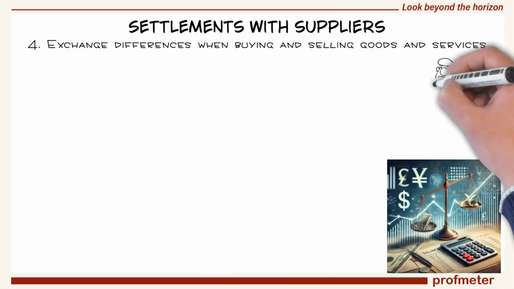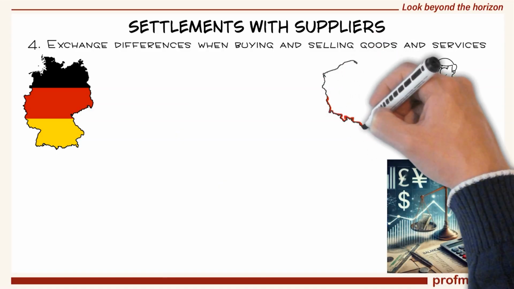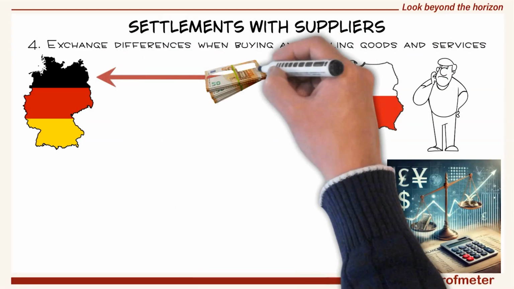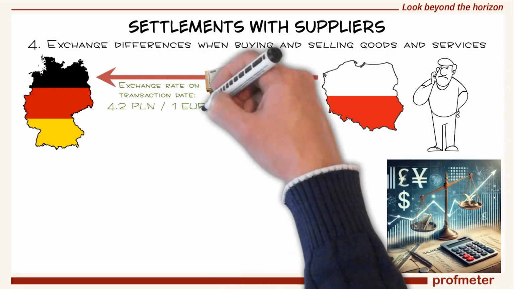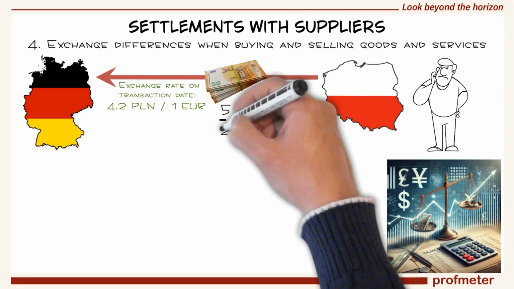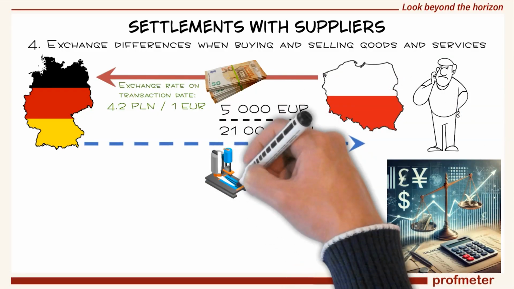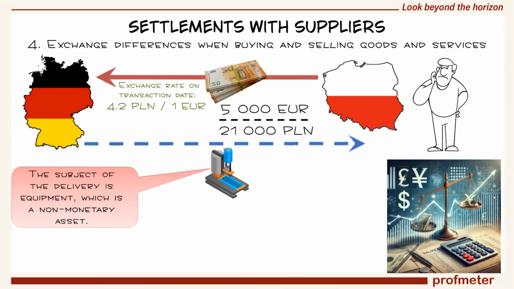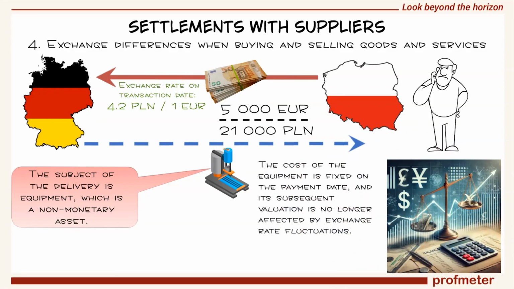Example: let's say our company decided to purchase new equipment for production. A supplier from Germany issued us an invoice in euros, and we paid an advance payment of 5,000 euros at the rate of 4.2 zlotys per euro. This means that an advance payment of 21,000 zlotys appeared in the accounting records. Now an important point. Since we purchased a non-monetary asset, and the equipment will arrive, the advance payment amount is recorded in zlotys at the rate on the date of the advance payment. And in the future, even if the rate changes, no exchange rate differences arise for this payment.